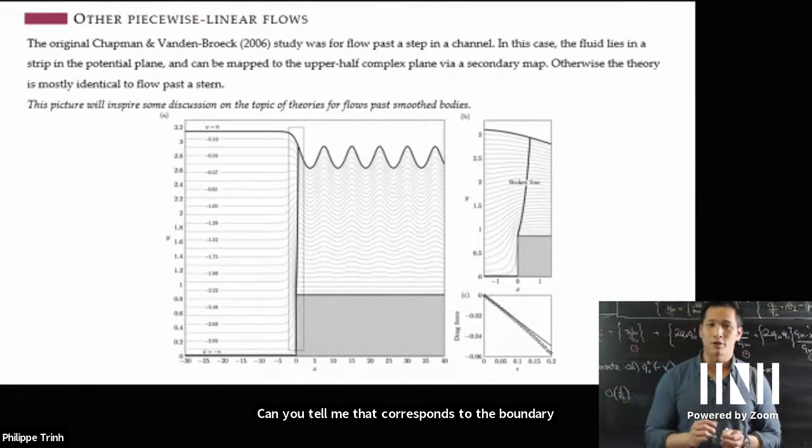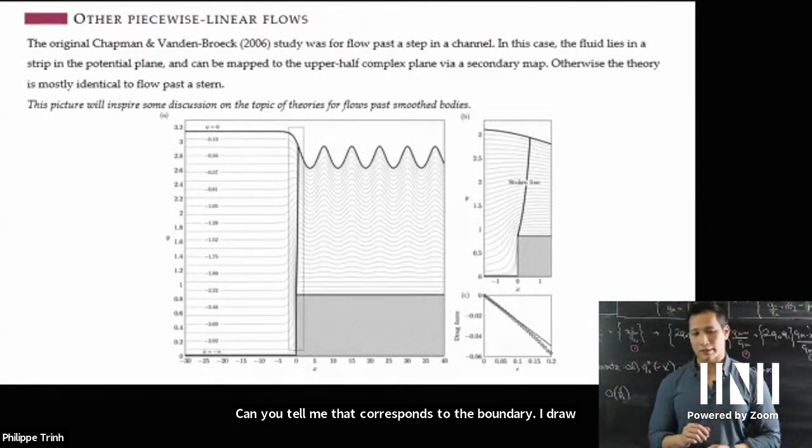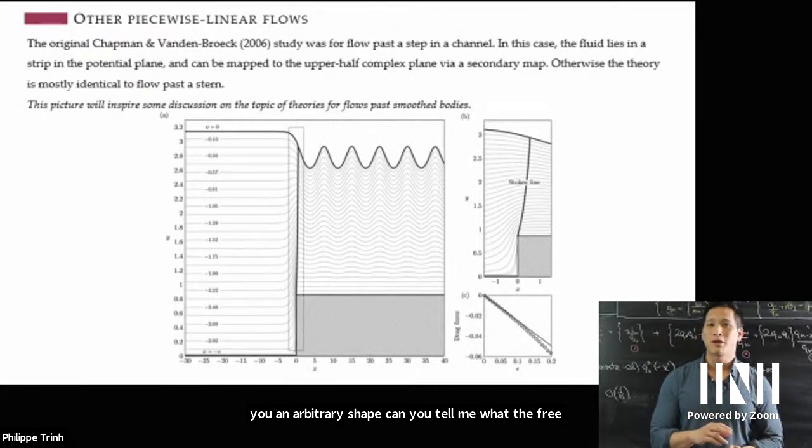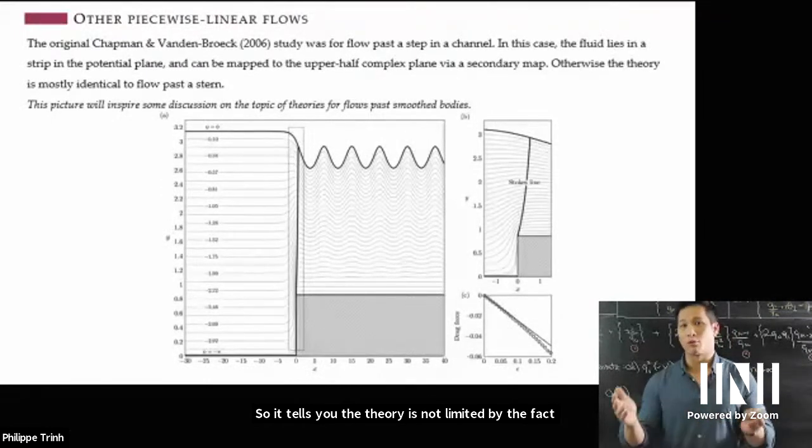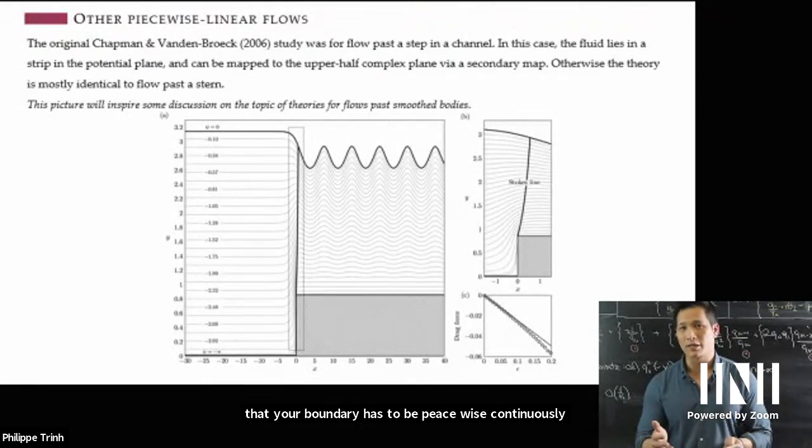I draw you an arbitrary shape. Can you tell me what the free surface waves are? So it tells you the theory is not limited by the fact that your boundary has to be piecewise continuous. It'll work for smooth bodies, but it doesn't tell you much more than that.